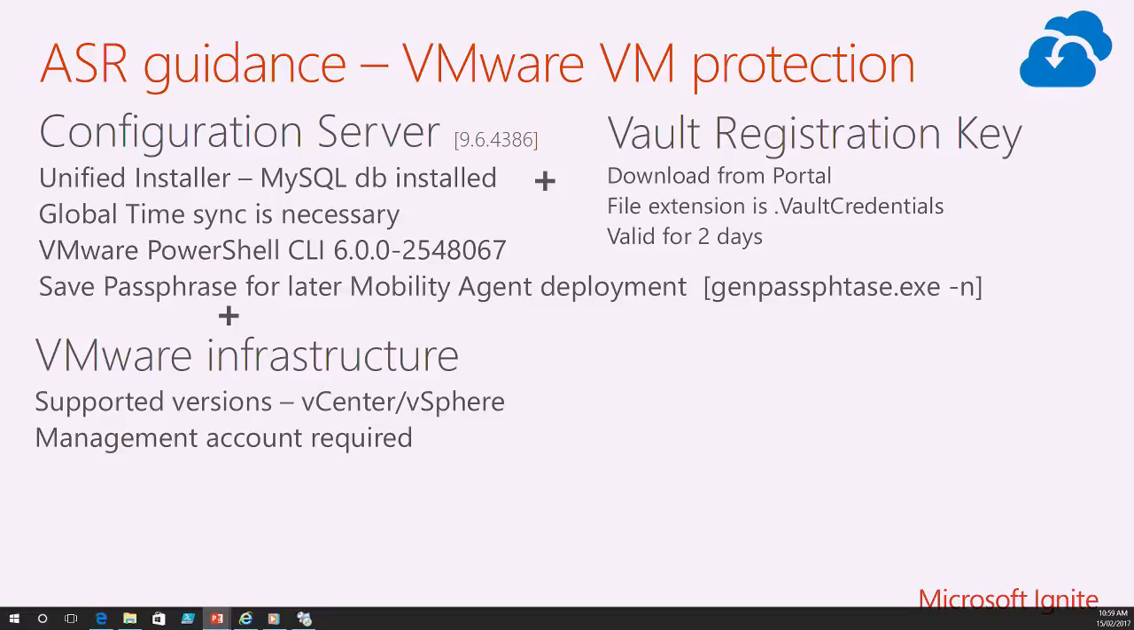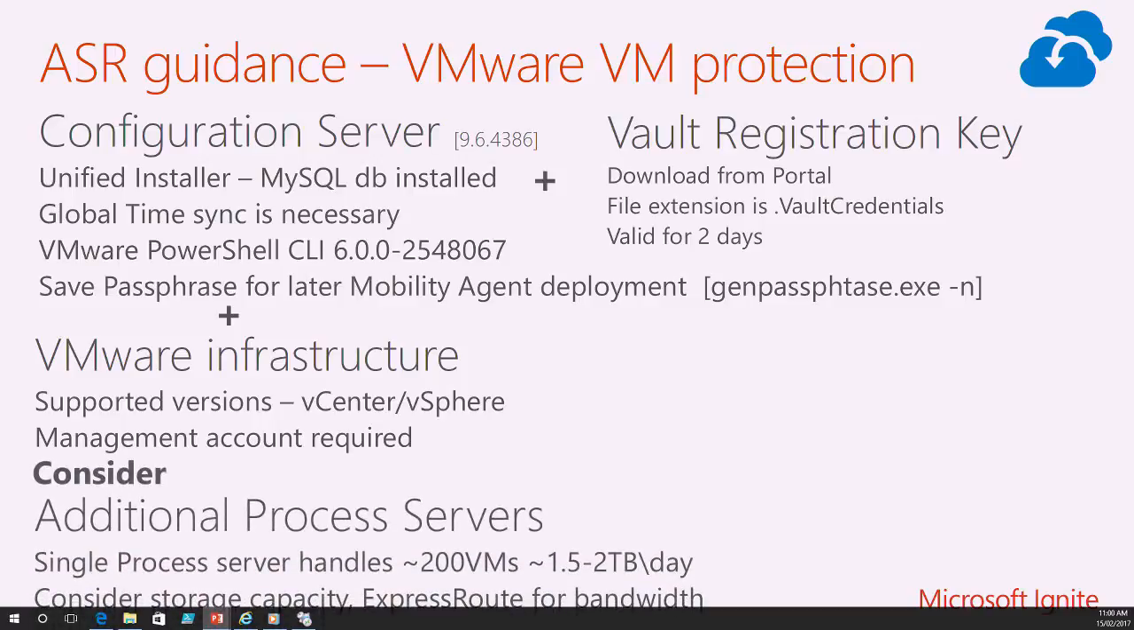And if we're protecting VMware, we need the VMware PowerShell CLI, and you have to use this version. I've tried other versions and it's failed. So there are some specific requirements around that. We download what we call a vault registration key. This is the key that identifies our recovery services vault. And then we connect to our VMware infrastructure. One server can manage quite a number of VMs: a single process server handles up to 200 VMs, with changes of up to 2 terabytes a day.